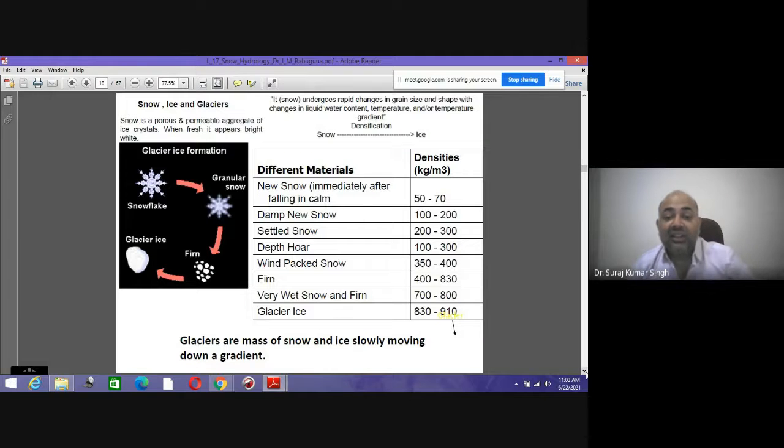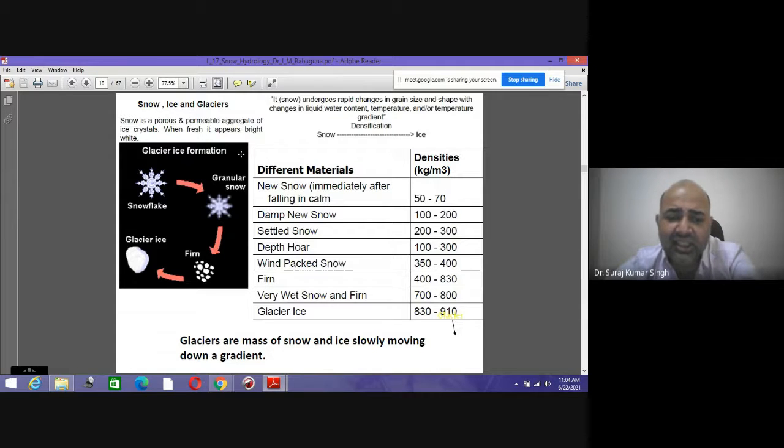So you can see how the various kinds of snow are there. Snow, ice, and glacier are interdependent, and many times they are used as synonyms, but they are not synonyms. They are different, just like catchment, watershed, and basin. Many times a person not from that field will say disaster, hazard, vulnerability, risk, but all are different. In the same way, glacier, snow, and ice are all different.